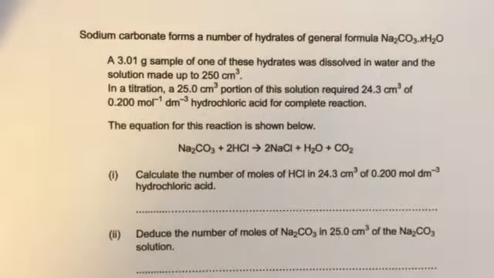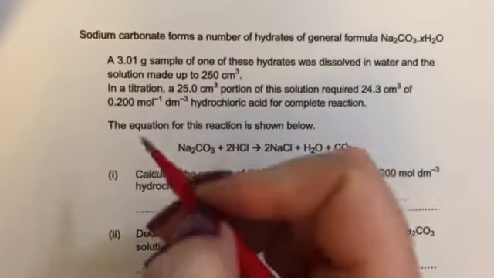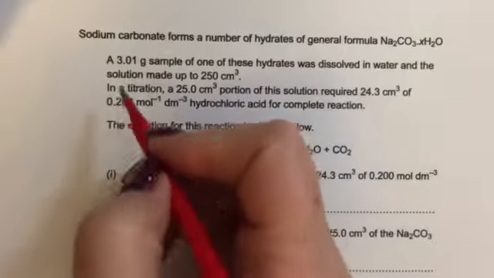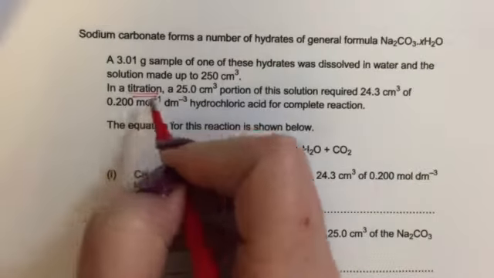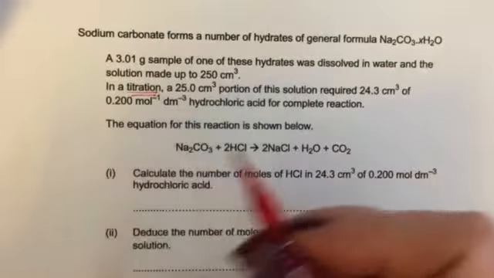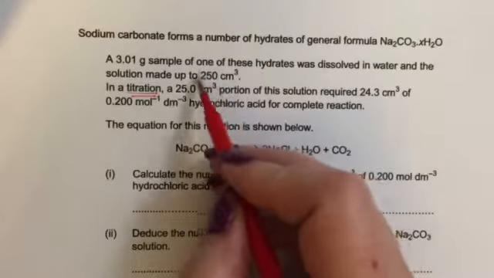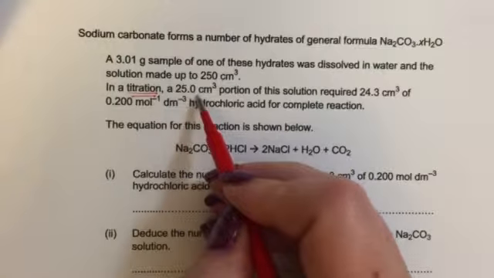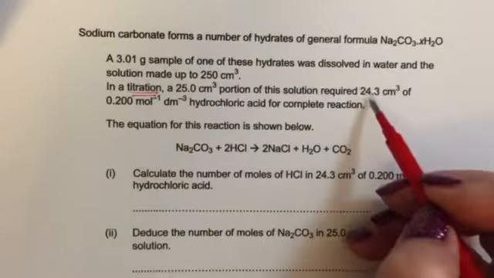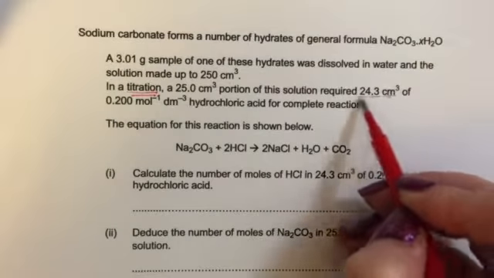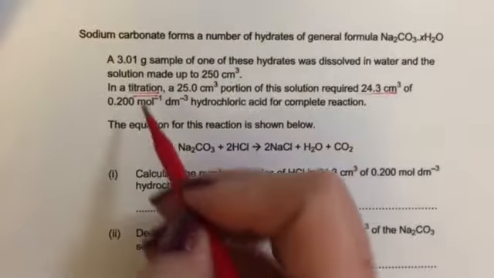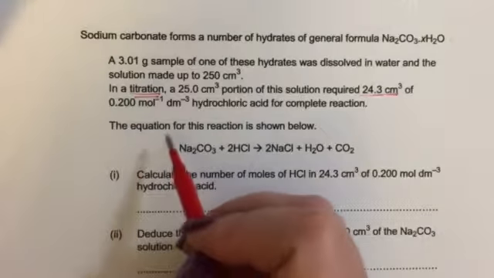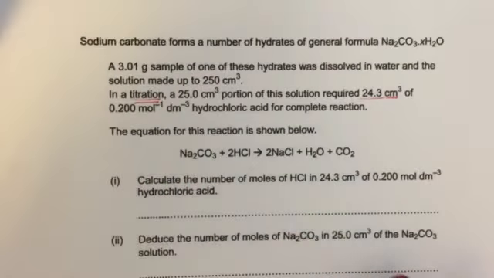Okay, so this is a classic titration exam question. I know it is because it tells me here that it's a titration, but not only that, the fact that it's got 250 cm³ solutions being made up, 25 cm³ portion. Do you remember using the pipettes? And then here is an average titre value. So all of those things tell me that this is going to be about titration.